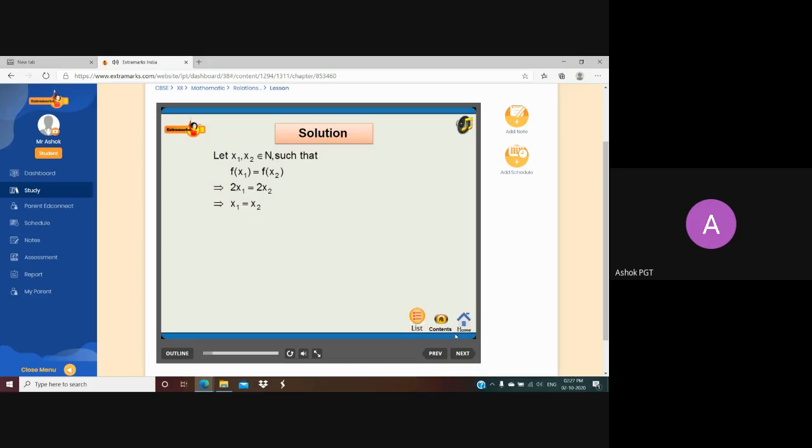Solving the given problem, let us consider x1 and x2 belonging to N such that f(x1) = f(x2). Therefore, we have 2x1 = 2x2, so x1 = x2. We observe that the function f is one-one. Again, the range of the function is equal to the set of all values of 2x such that x belongs to N. Hence, it is a subset of N. Therefore, the function f is into function. Students, are you clear with the explanation? Can you understand this? Yes, sir. Okay, students.